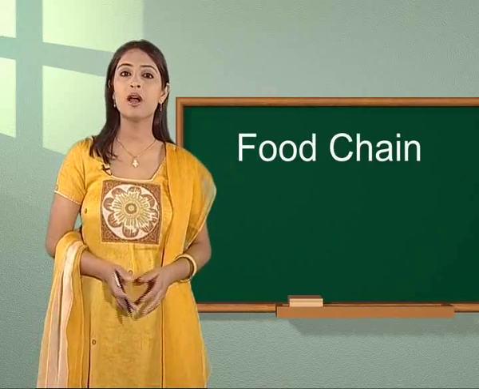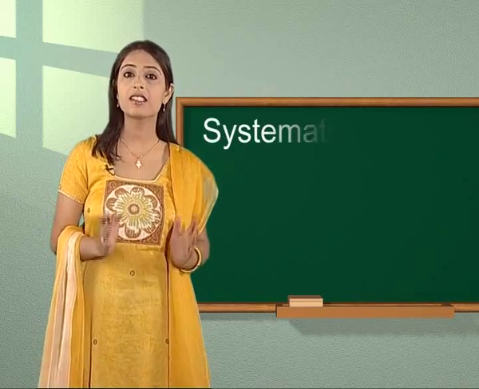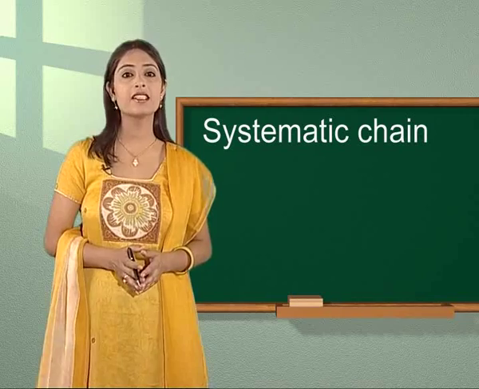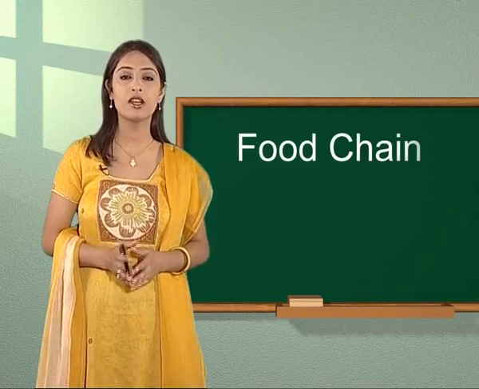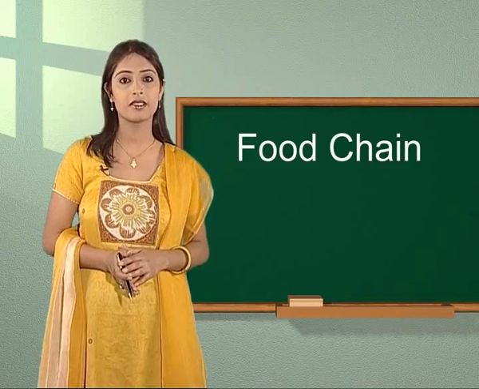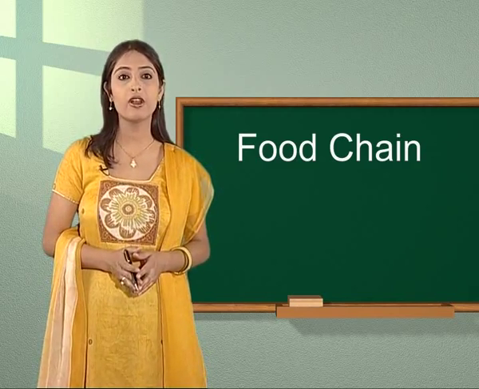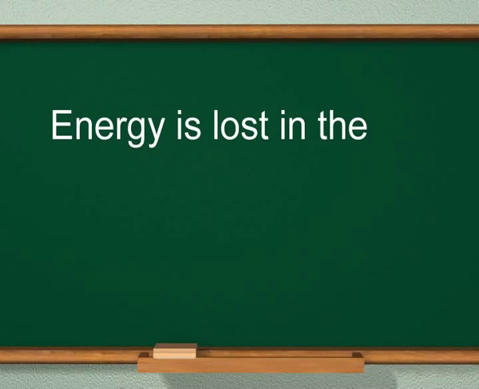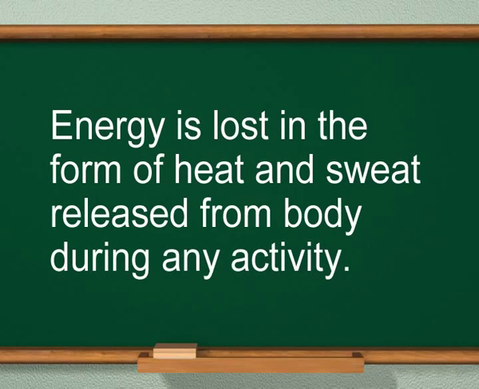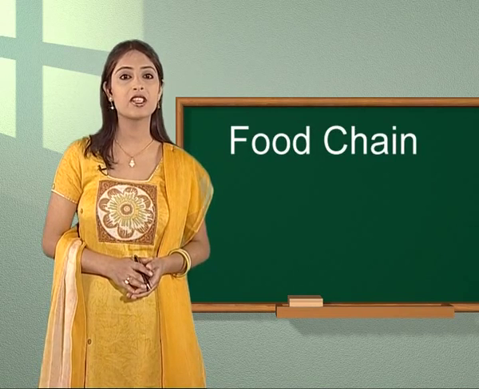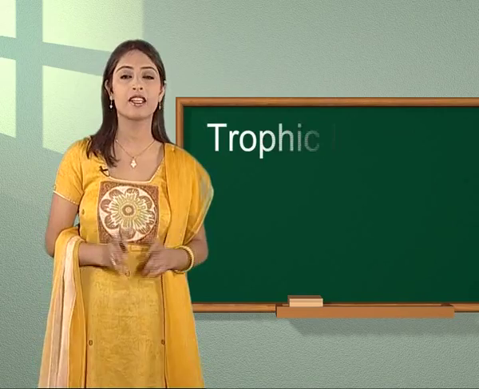In any ecosystem, all living organisms such as plants and animals are linked in a systematic chain. This link is established by their mode of manufacturing food and transferring food from one trophic level to another. This link is known as food chain. But at each trophic level of transfer, a lot of energy is lost in the form of heat and sweat released from body during any activity. Food chain is limited up to 4 trophic levels. So let us first discuss different trophic levels.